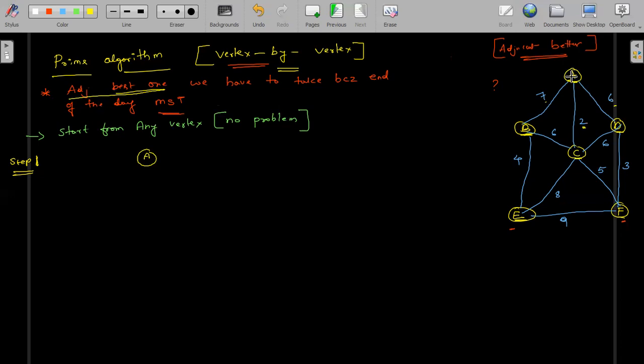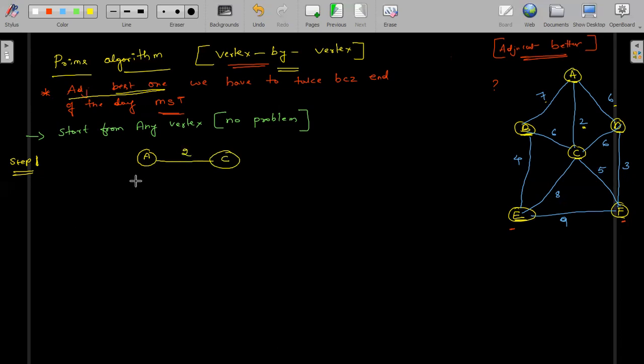So take any vertex, and in that vertex check the degree. There is a degree 3. In that you select the best adjacent one. What is the best adjacent one? That is A to C. Select that one. A to C. Understood everyone? Okay, done.